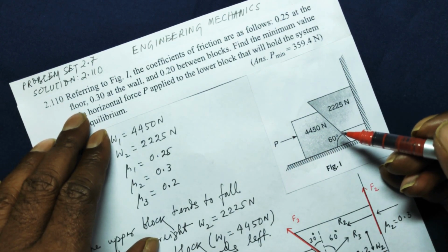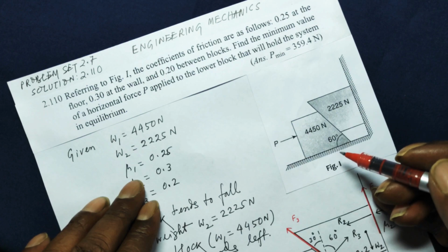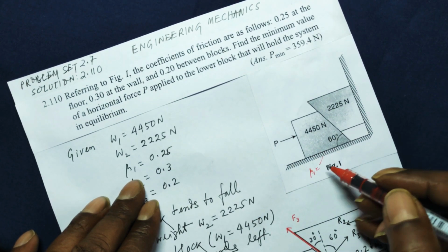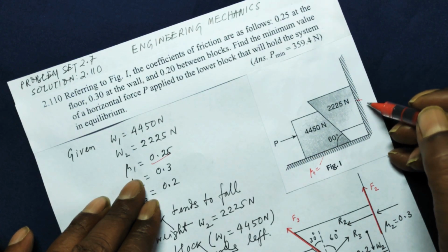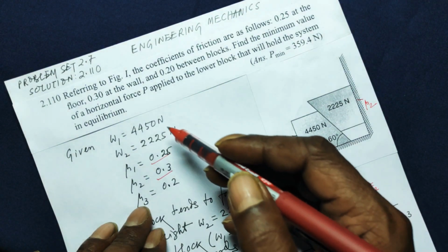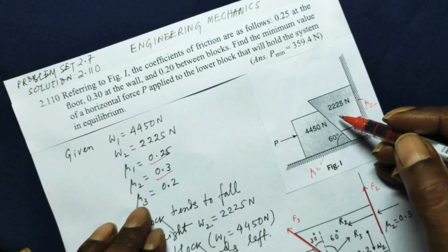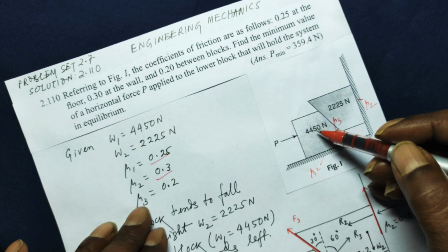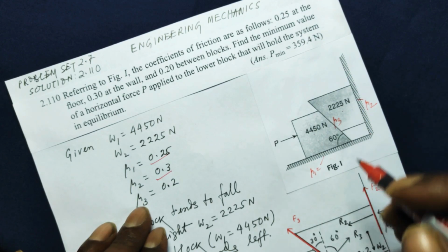Referring to this figure, the coefficients of friction are as follows. Mu1 is 0.25 at the floor, mu2 is 0.3 at the wall here, and 0.2 between these two blocks, that is mu3 is equal to 0.2. Now, the weight of this block is 4450 Newton and the weight of this one is 2225 Newton.